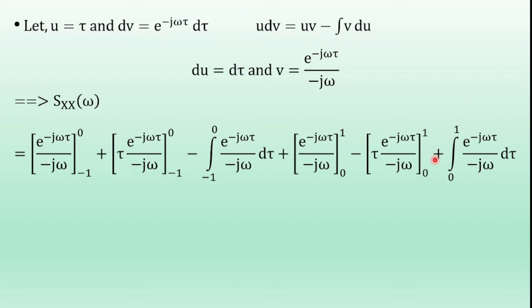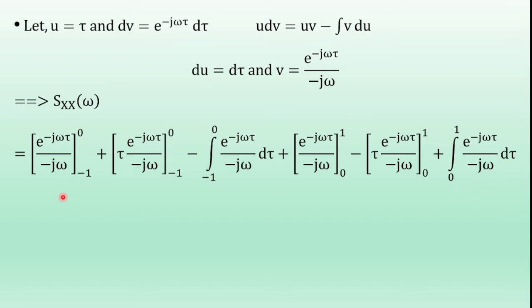So now here, the fourth term, before the minus there is a minus. When we multiply minus within the bracket term, minus into minus is plus. So directly I am writing plus here, minus into minus plus, the integral from 0 to 1 of v, where v is e power minus j omega tau by minus j omega into d tau.